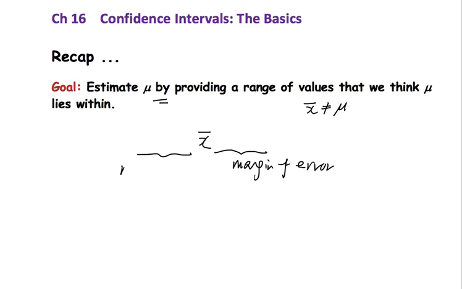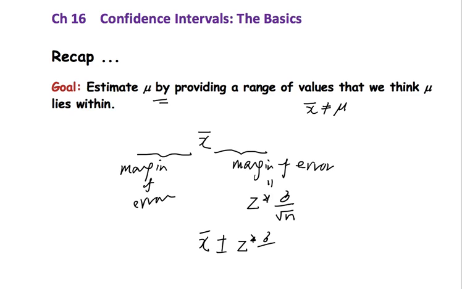So the margin of error is equal to z, or we call this a z star, is a critical value, just a fancy name for a z-score. Z star times the size of one standard deviation. So that is how we calculate the margin of error. So the formula is the sample mean plus and minus the margin of error.